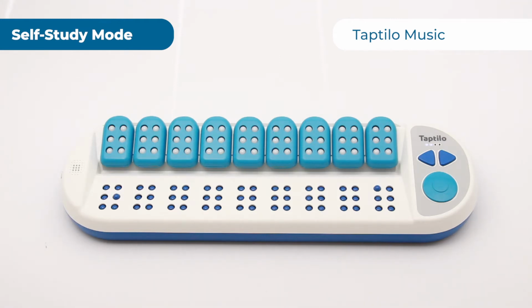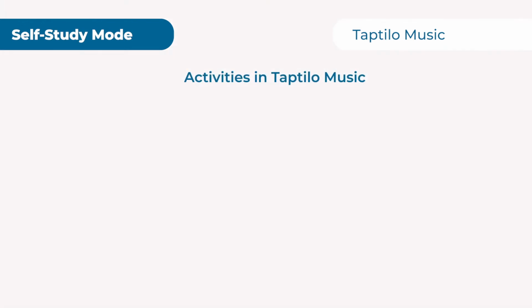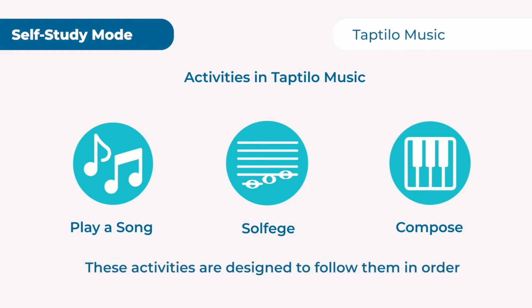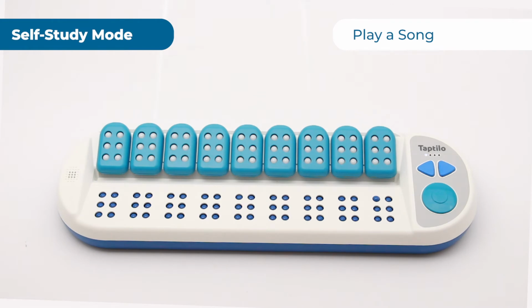this series. In music, there are 3 activities: play a song, solfege, and compose. These activities are designed so that you can follow them in order. The first activity is play a song.